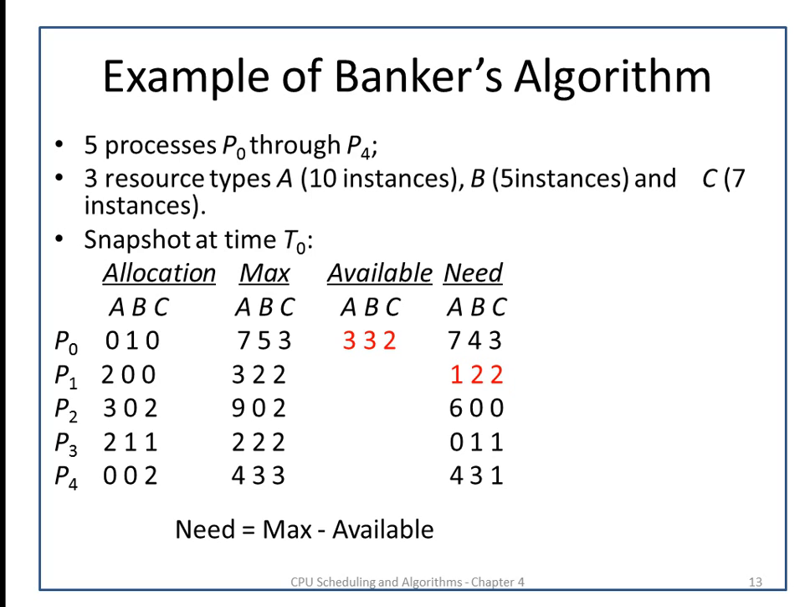So the process P1 execution will be completed. So after returning the resources of P1 to the system, now the new available will be 532. This 532 cannot satisfy the need of process P2. So we will check the next process P3. So this 532 can satisfy the need of the process P3. So all these resources will be allocated to the process P3 and it will complete its execution and it will return to the system its allocated resources.